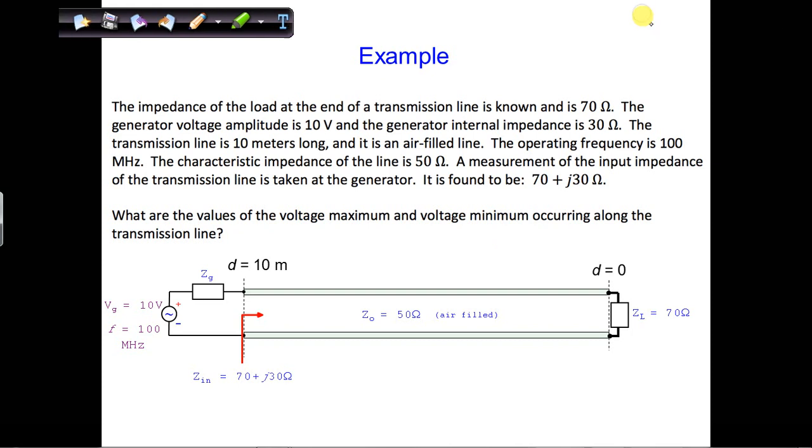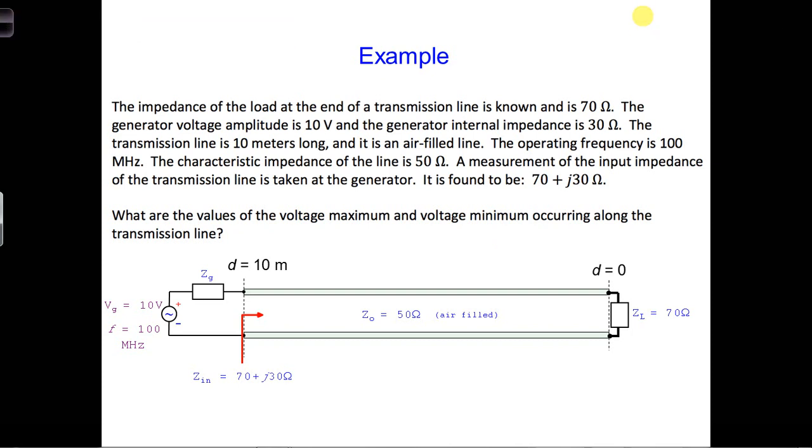As usual, I recommend you first draw a diagram corresponding to the scenario that includes everything we know about the situation. So I tried to do that here on the bottom and add all the values that we know, even the frequency of the source.